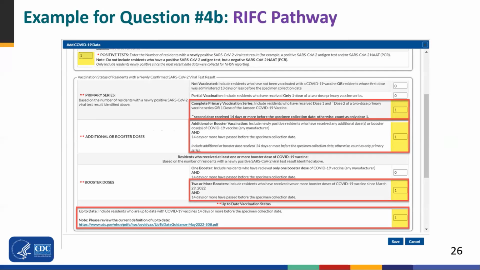And so this is a screenshot of what the pathway will look like within NHSN when reporting the situation that we just saw on the previous slide into our RIFC pathway. So you can see there's 1 positive test. In this example, this resident's the only positive test for this week. So there's a 1 in the positive test count. And then this person is included in the complete primary vaccination series count. They're also included in the additional or booster. And then they are included in the 2 or more boosters, since again, they had the original booster and then they had that updated bivalent booster. And they are also included in the up-to-date count.